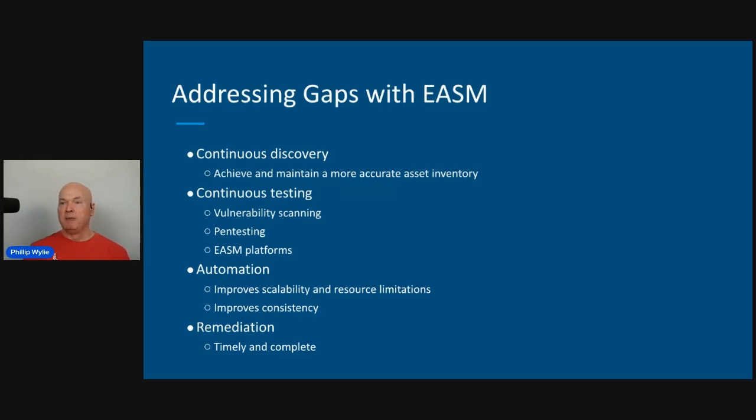Continuous testing. Ways you can do this are vulnerability scanning, pen testing, and external attack surface management platforms. There are a lot of offerings out there now for continuous pen testing. You can also address this through bug bounty. So, continuous testing through bug bounty programs, doing a responsible exposure program where you're managing a bug bounty program. These are ways to constantly be testing. Using vulnerability scanning, pen testing, bug bounties, and external attack surface management platforms is a good way to constantly monitor that attack surface.